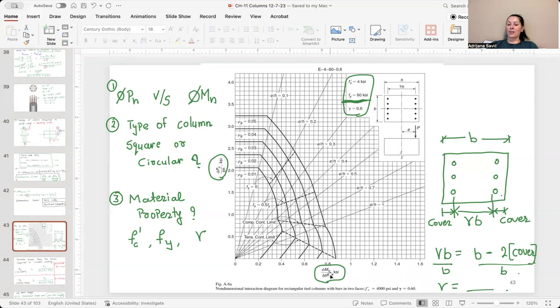So on the x-axis, we will have phi Mn over b h squared. It is given in ksi. And on the y-axis, we have phi Pn over b h, which is stress, and again given in ksi.